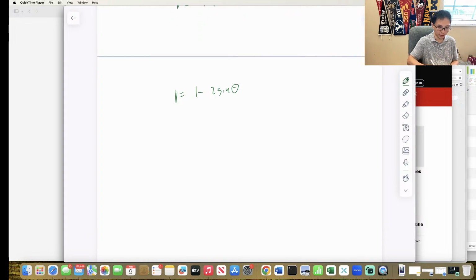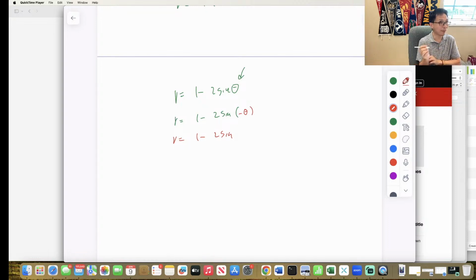So what happens with this? You replace theta with negative theta. That's the first thing you test. So if I replace that, it's equal to 1 minus 2 sine of negative theta. And r equal to 1 minus 2 sine of negative theta gives you, since this is an r function, what happens when you plug in negative theta? It becomes positive, right? Negative times negative is positive. So sine of theta. Now, is this the same as the original? No. So it's not symmetric.